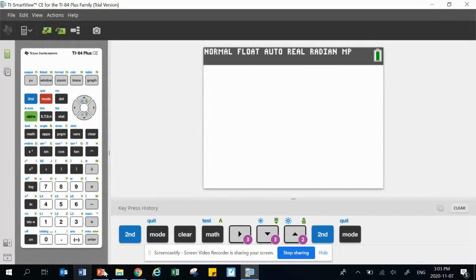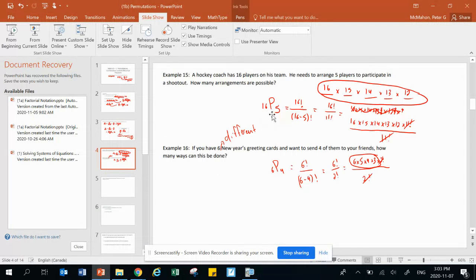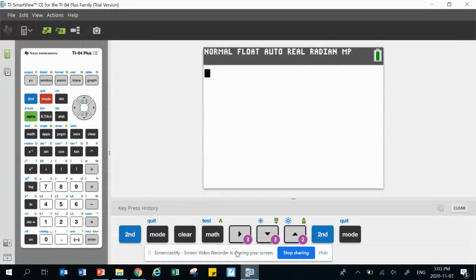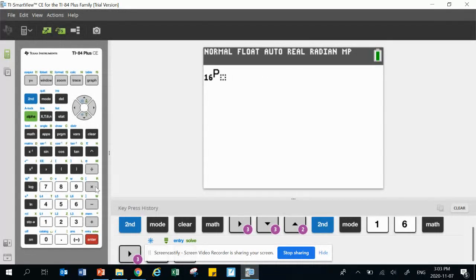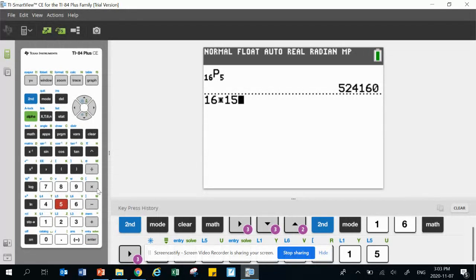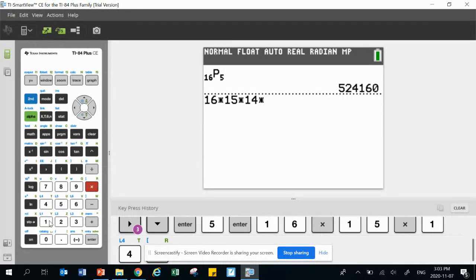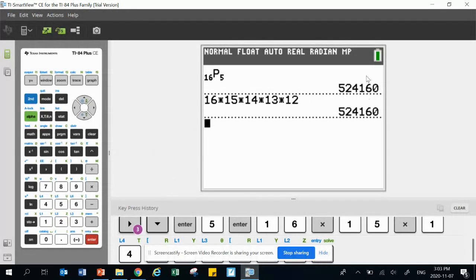Okay, so if I want to go back and just take a look at like 16 pick 5, for example 15 that we did over here, on your calculator you can get this done. So we want to press 16, math, probability, NPR, there's 16, pick 5, which gives us 524,160, guys, which is really the same thing as 16 times 15 times 14 times 13 times 12. There's 1, 2, 3, 4, 5 numbers starting at 16 and gives us this number right over here. Okay, so 16 pick 5 is this answer here.